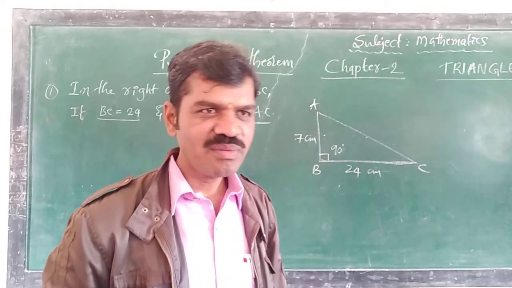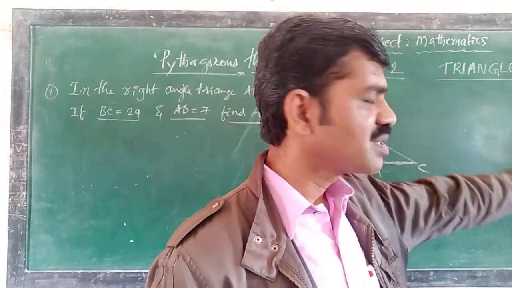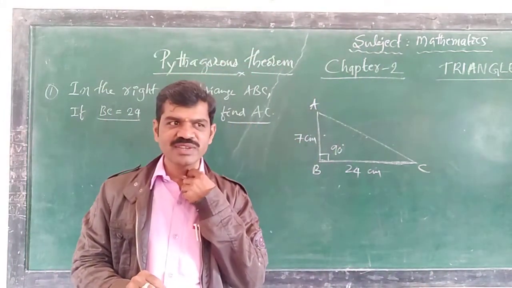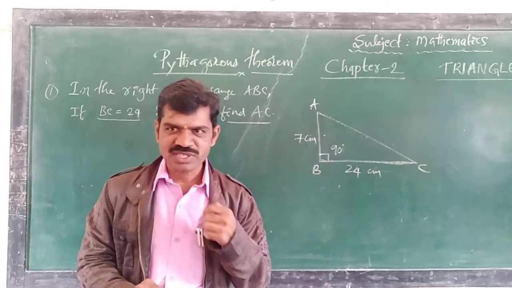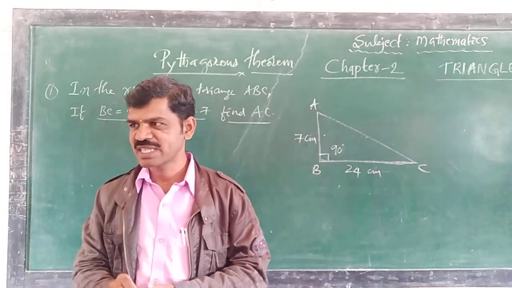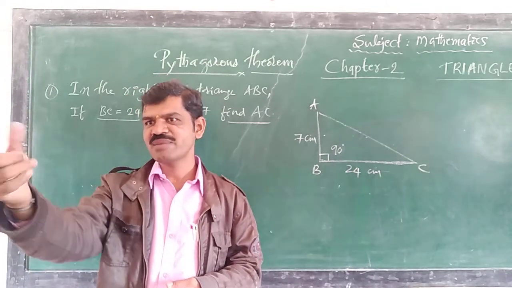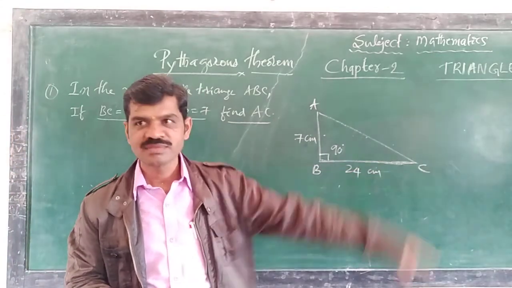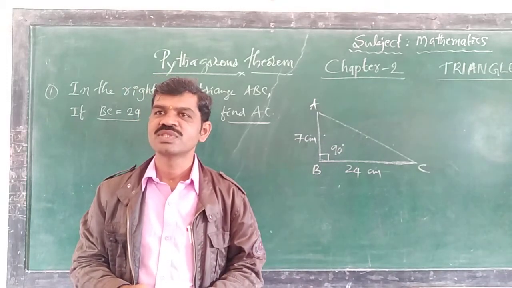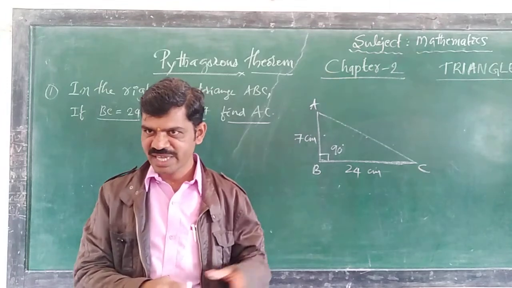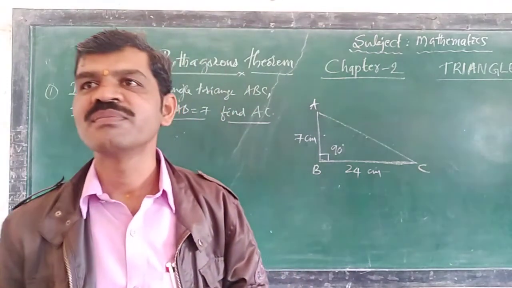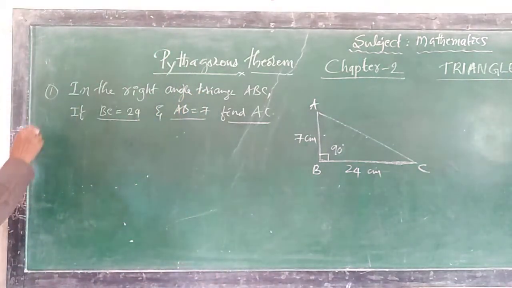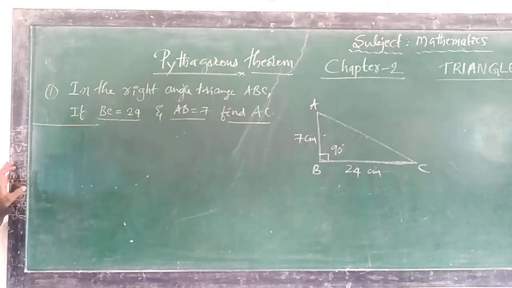To solve this problem, we have to use the formula of the Pythagoras theorem. Can any one of you tell me what is the formula of the Pythagoras theorem? Stand up and tell me. Yes, Arsha. Just remove your mask and say what is the formula of the Pythagoras theorem. AC square is equal to AB square plus BC square. Okay, that's good. You could have told this without seeing the board. It's okay, no problem.